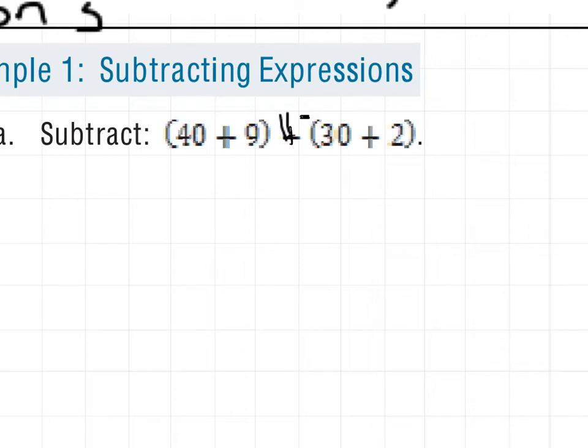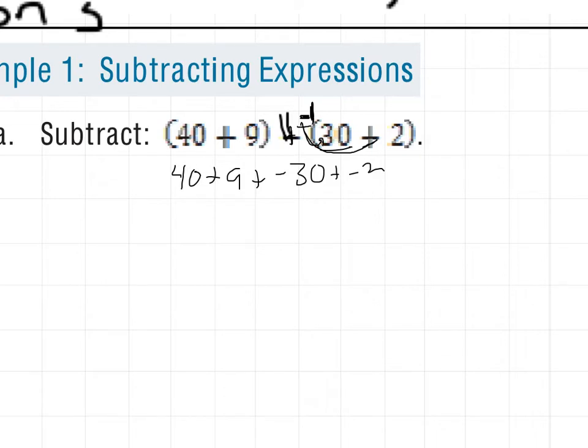So in order to simplify this one, 40 plus 9 plus the opposite of this group. Okay, so this is 30, so the opposite of that would be -30. The opposite of the 2 would be the -2. Again, if you're more comfortable, you can think about this as taking a -1 and distributing in. -1 times 30 would make it -30, and -1 times 2 would make it -2. Now we can go ahead and do this math.